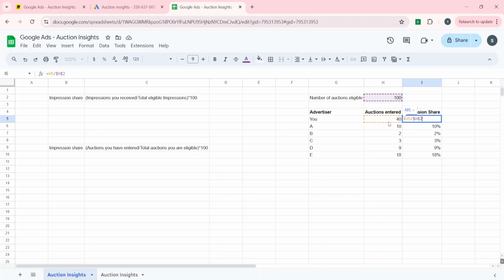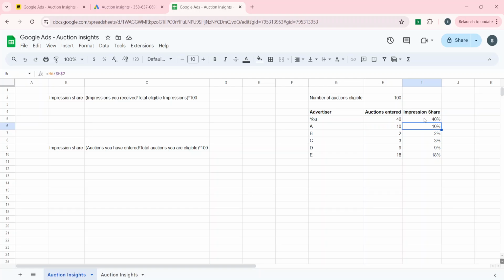You see the formula here. What did I enter here? The formula is the number of auctions you have entered divided by the total eligible auctions, in percentage form. I hope you are getting these points. Similarly, A has entered into 10 auctions.